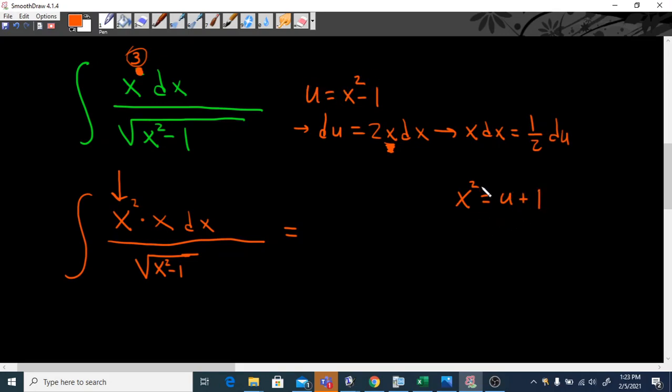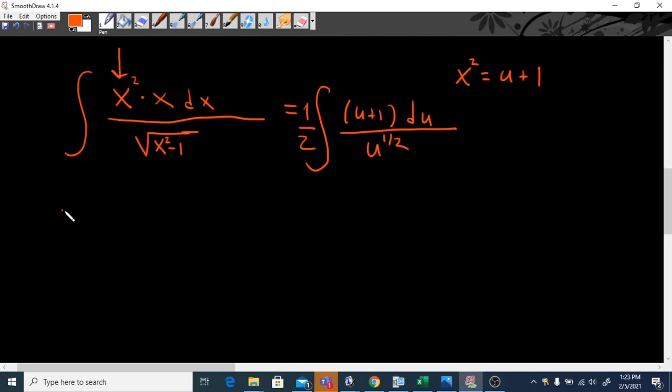So wherever I see an x squared, I can replace that with u plus 1, and now I'm ready to go to u altogether. So x squared, let's sub in u plus 1. x dx, we're going to sub in 1/2 du, so I'm going to put a 1/2 out here. Let's go du over, and then this is the square root of u. This is u to the power 1/2. Okay, so now we went all the way to u.